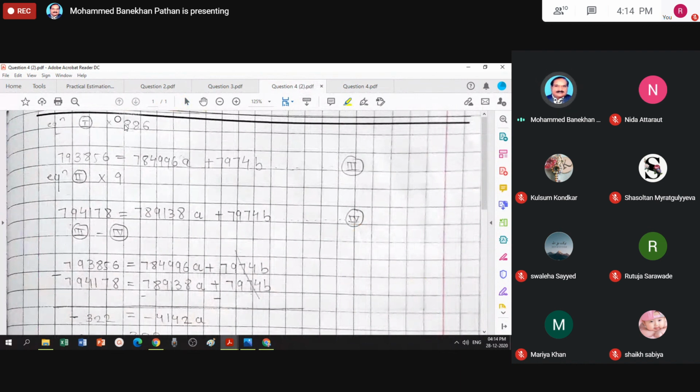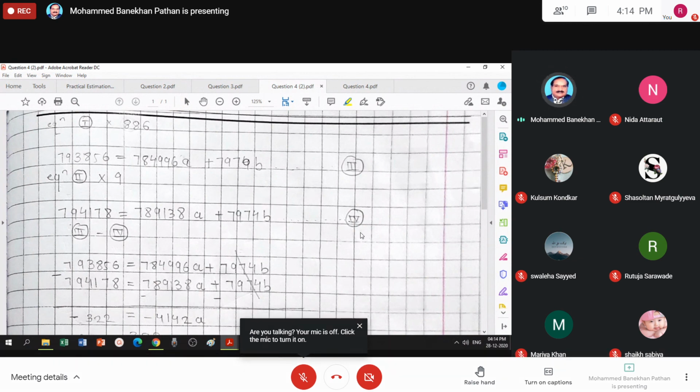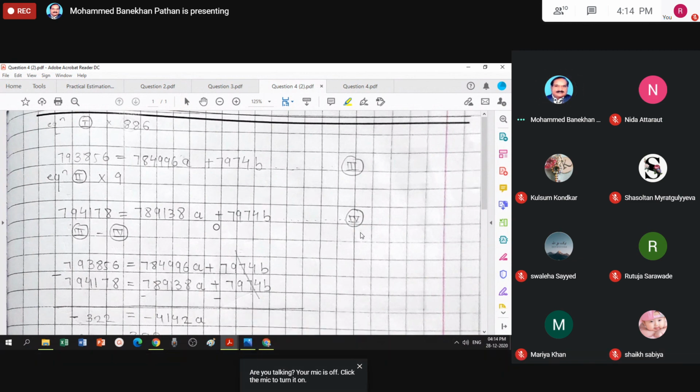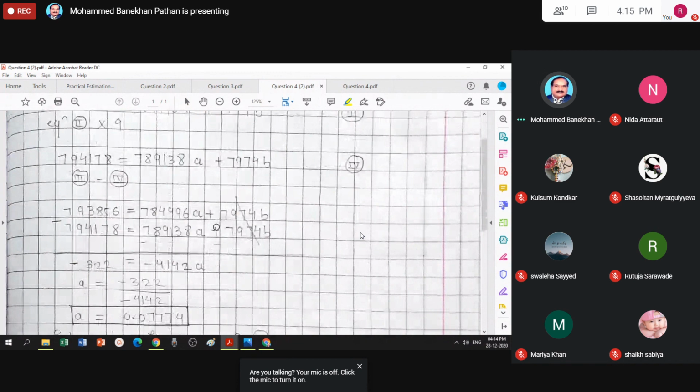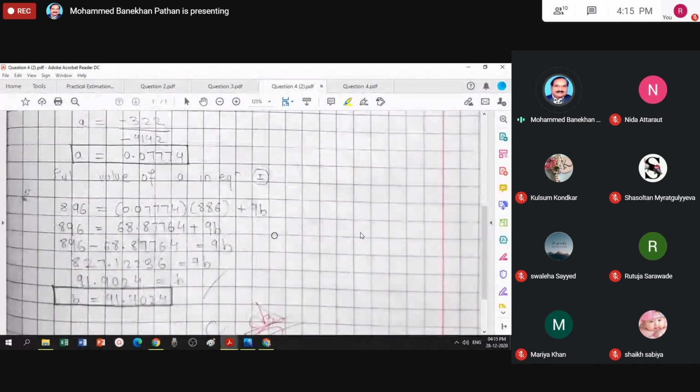I told you how to solve the equation. Equation 1 multiply by 886 to cancel one of the constants. So you get equation 3. Equation 2 multiply by 9, you get equation 4. Make 3 minus 4. This is the same constant, it gets cancelled. You get the value of a. Put a in any one equation and solve that, you get the value of b.